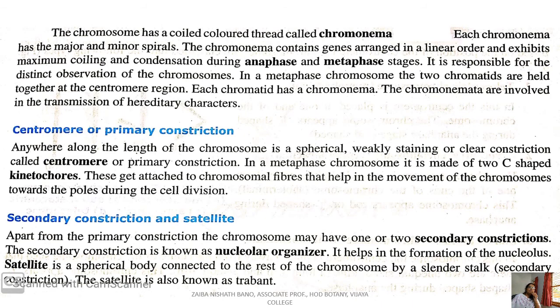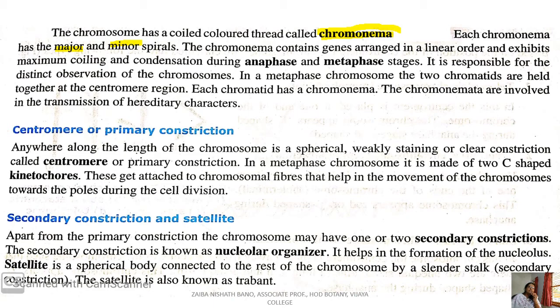Now what are these chromosomes? I already told you it has a coiled thread-like structure. That coiled thread-like structure is also called the chromonema. Why is it called chromonema? Because when you stain it, it takes up color. Each chromonema has major and minor spirals, which we will understand when we do the nucleosome model of the DNA. Next, these chromonemata contain genes, and you have already studied genetics.